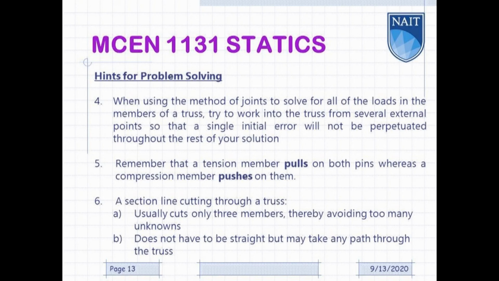4. When using the method of joints to solve for all of the loads in the members of a truss, try to work into the truss from several external points so that a single initial error will not be perpetuated throughout the rest of your solution. 5. Remember that a tension member pulls on both pins, whereas a compression member pushes on them. 6. A section line cutting through a truss usually cuts only 3 members, thereby avoiding too many unknowns, and it does not have to be straight but may take any path through the truss.